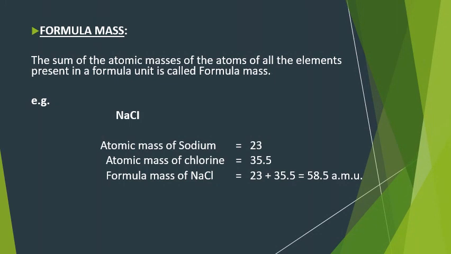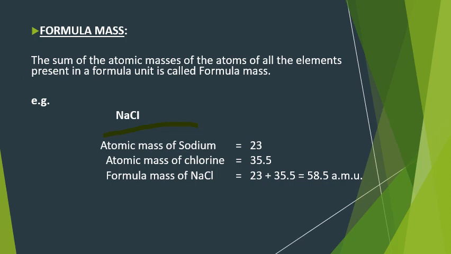Now the next term is formula mass. What is meant by the formula mass? The sum of the atomic masses of the atoms of all the elements present in a formula unit is called formula mass. Formula mass is for a formula unit, and it is for the ionic substances, just like sodium chloride. Now what is the difference between molecular mass and formula mass? Formula mass is for the ionic compounds, and molecular mass is for the covalent compounds which exist in the form of molecules, right?